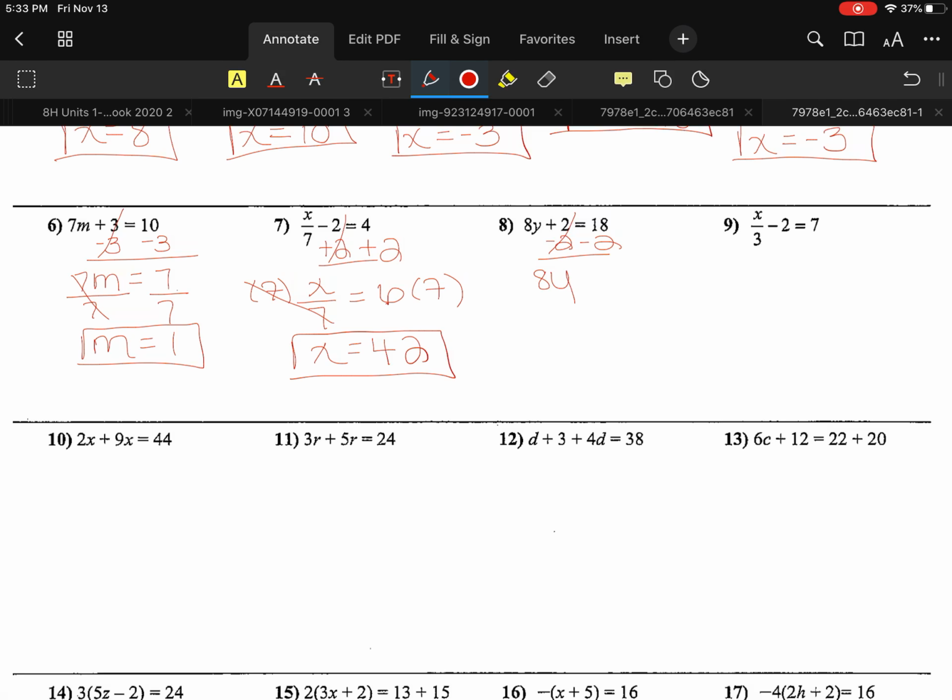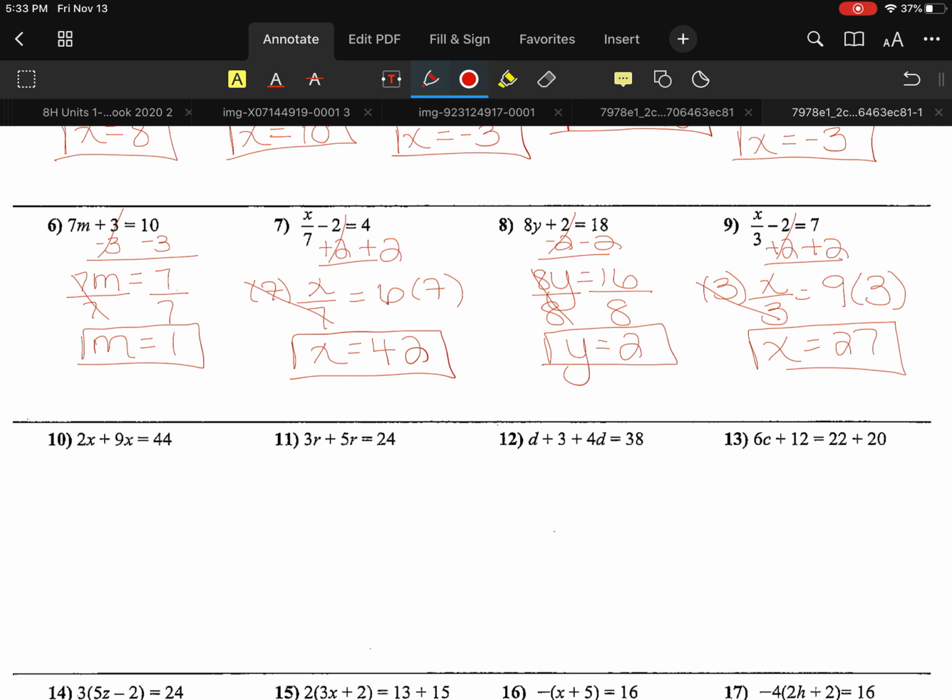Number 8, subtract 2 on both sides. 8y equals 16. Divide both sides by 8. Y is equal to 2. Number 9, add 2 to both sides. X over 3 equals 9. The inverse of dividing by 3 is to multiply by 3. X is equal to 27.